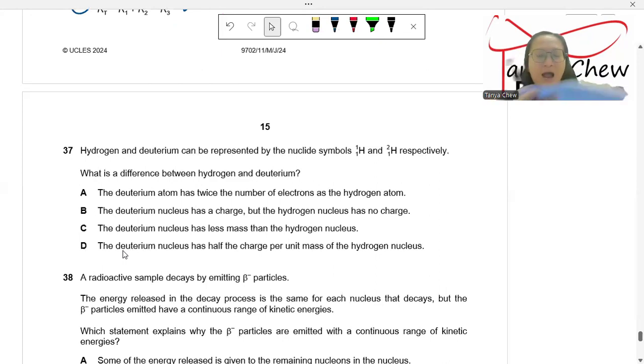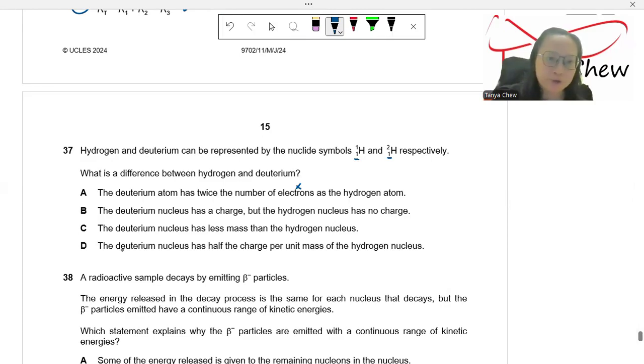Question 37. Hydrogen and deuterium can be represented by the nuclide symbols 1-1H and 2-1H, respectively. What is the difference between hydrogen and deuterium? A, the deuterium atom has twice the number of electrons. It is actually equal because the number of electrons is the same because this atom is neutral. So the number of protons must be the same as the number of electrons. This is wrong. B, the deuterium nucleus has a charge, but the hydrogen nucleus has no charge. Actually no charge for the atom because they are neutral.